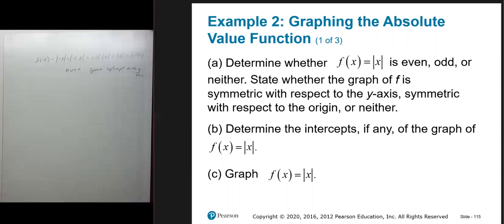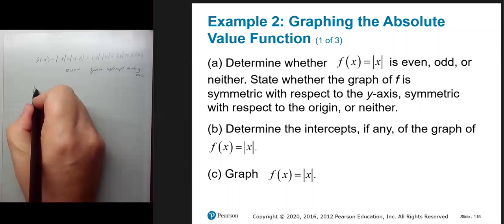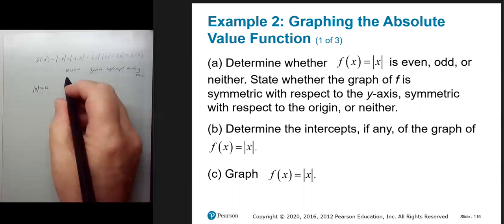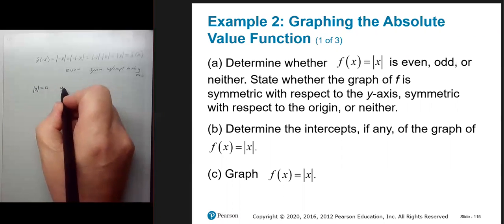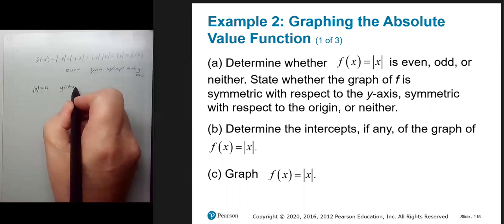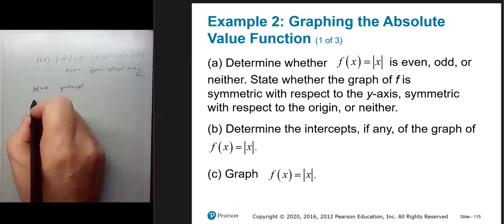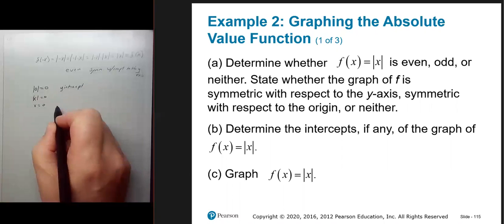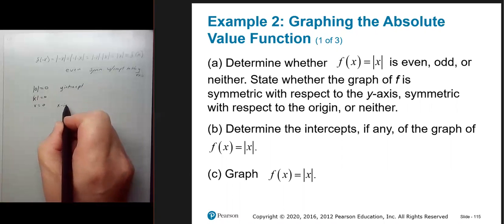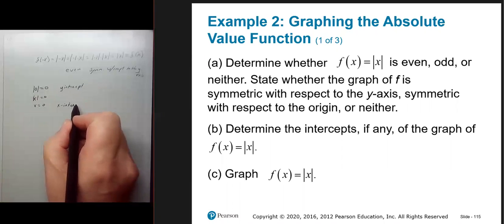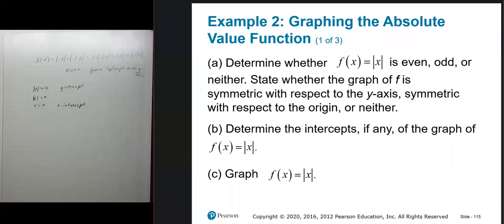The intercepts are quite easy. You put 0 in for x and you get 0. So that's the y-intercept. I always find the y-intercept first because it's usually easier. And now I set the absolute value of x equal to 0, and that tells me that x is 0. And so that's the x-intercept. So like on the previous problem, the point 0, 0 contains both the x-intercept and the y-intercept.